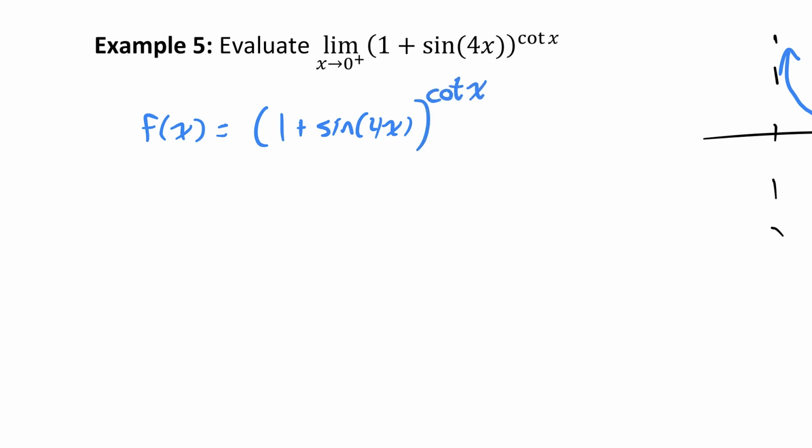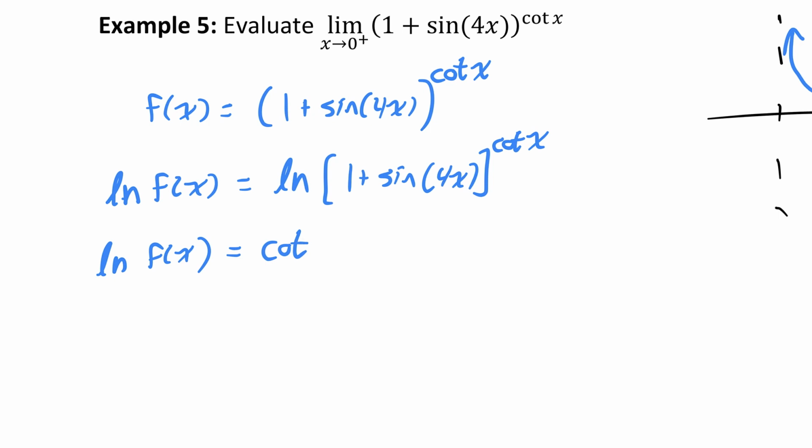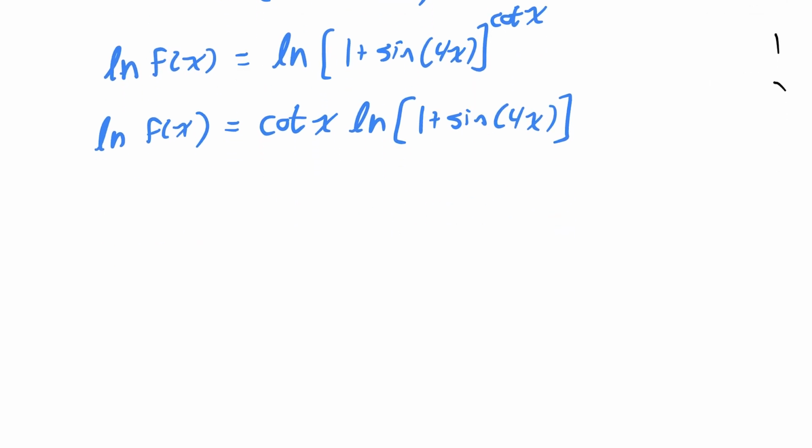Now I want to get that cotangent x out of the exponent, so I'm going to take the natural logarithm of both sides of this equation. And then the power rule of logarithms tells me that I am allowed to take the exponent of the argument and write it as the coefficient of the logarithm. And I know I want the limit as x approaches 0 from the right, so let me find the limit of both sides of this equation. So the limit as x approaches 0 from the right of ln of f at x equals the limit as x approaches 0 from the right of the whole right side of this equation, that product of functions.